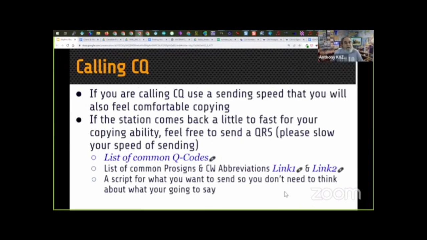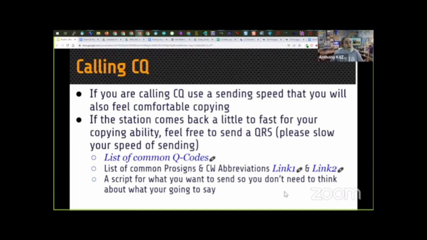If you're calling CQ, use a sending speed that you will also feel comfortable copying, both in phone and CW. If you talk too fast, expect people to talk fast back to you. If you send CW fast, expect people to respond to you fast. If the station comes back a little too fast for your copying ability, feel free to send a QRS, which means please slow down your speed of sending. Most people will gladly acknowledge you because they want to make the contact.